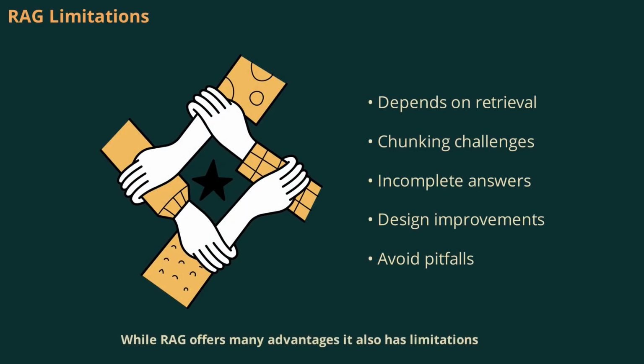While RAG offers many advantages, it also has limitations. The quality of generation depends on retrieval accuracy, and poorly chunked or embedded data can lead to incomplete answers. Understanding these limitations helps organizations design better RAG systems and avoid common pitfalls.